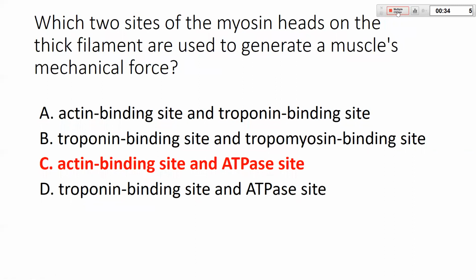All right, so C here was correct. We have the actin binding site and then the ATPase site.